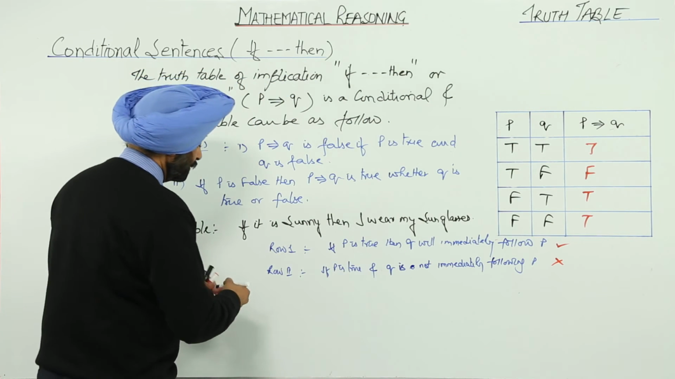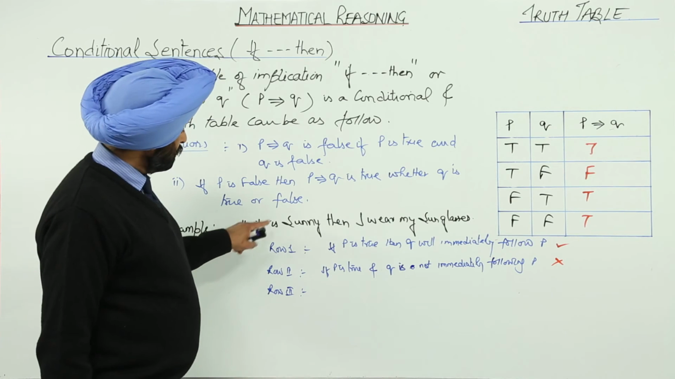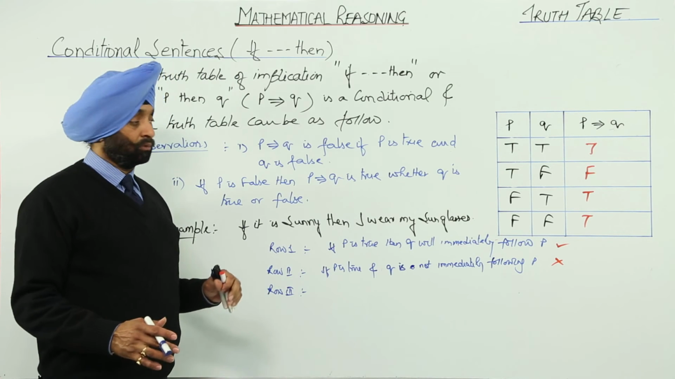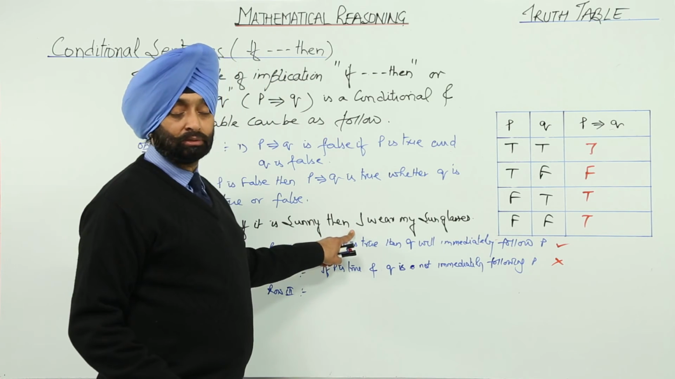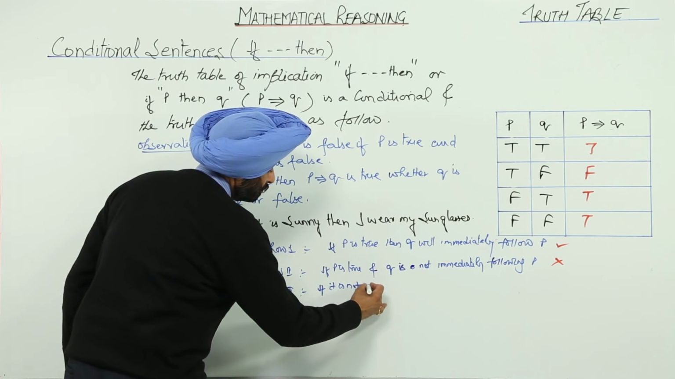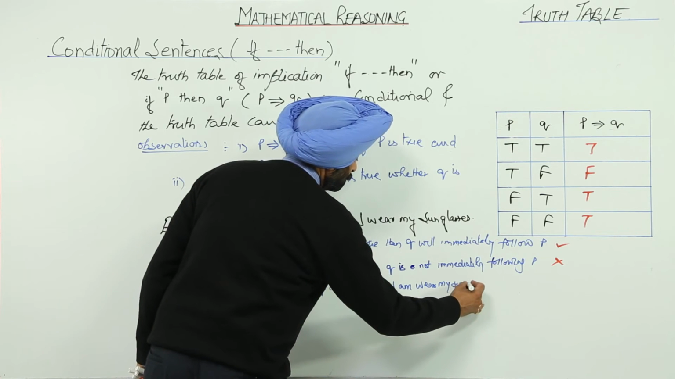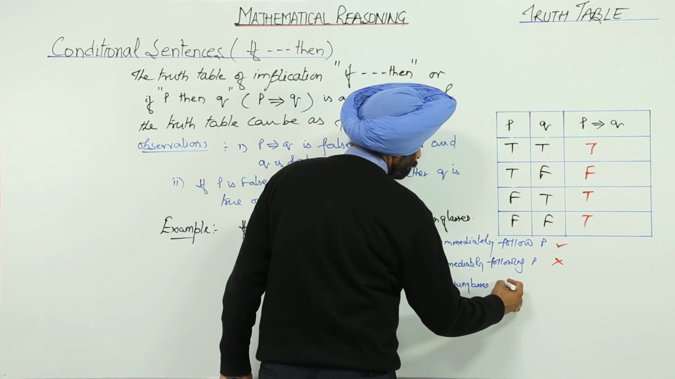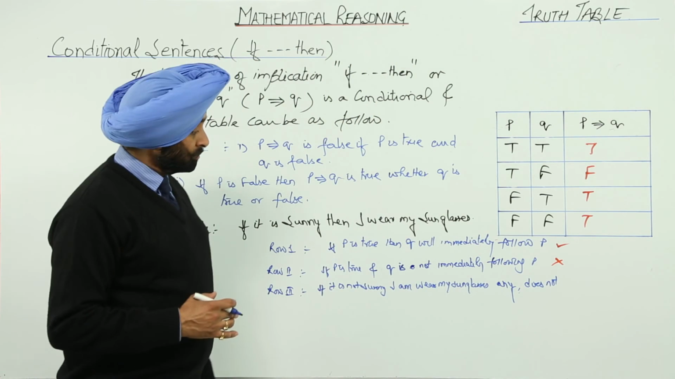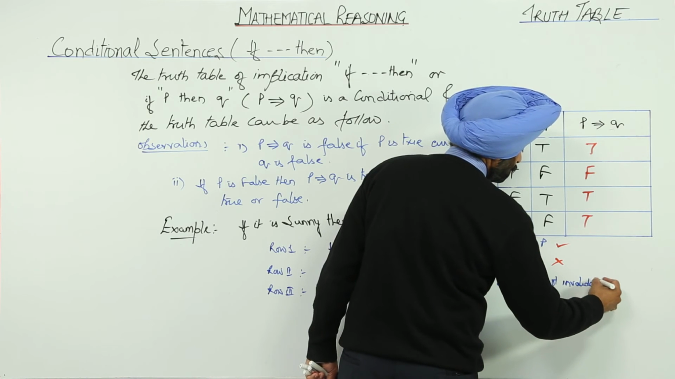Now row 3. Row 3 is, if it is sunny, the sentence here we want false, so it means that it is not sunny but I wear my sunglasses anyway. Now what this means is that it does not invalidate the statement.